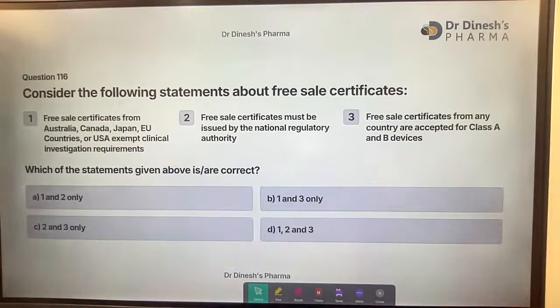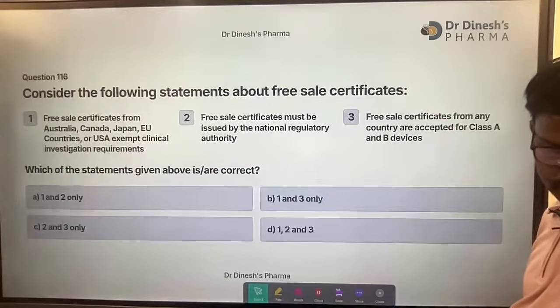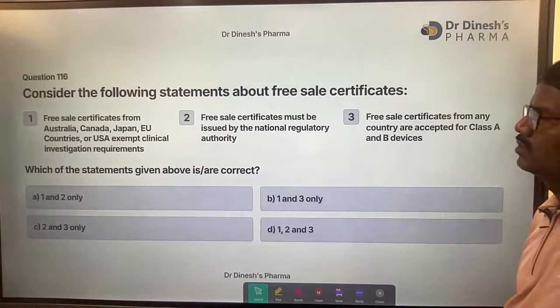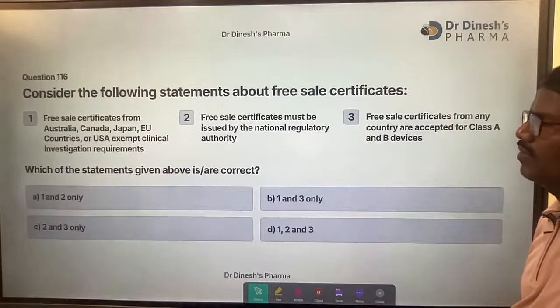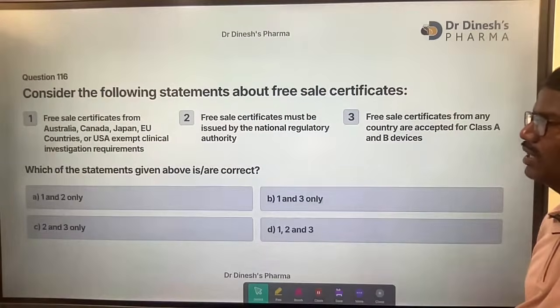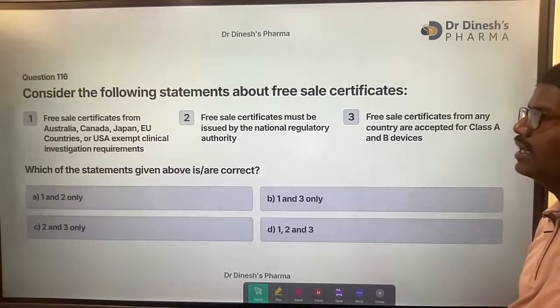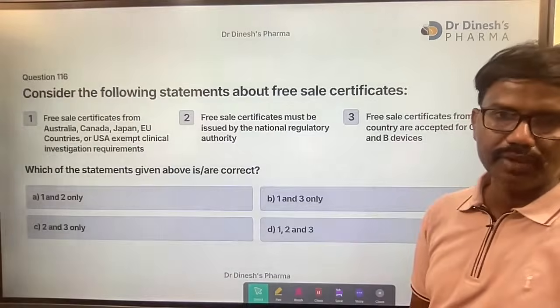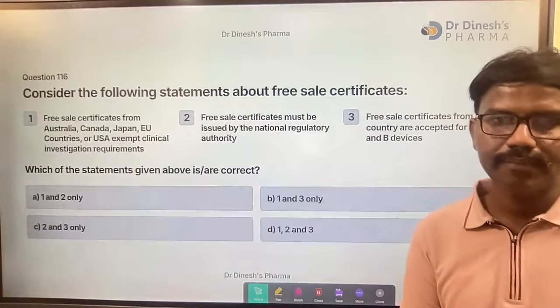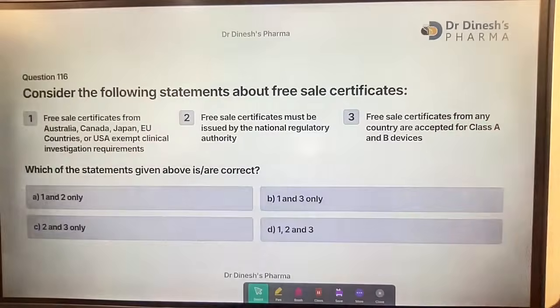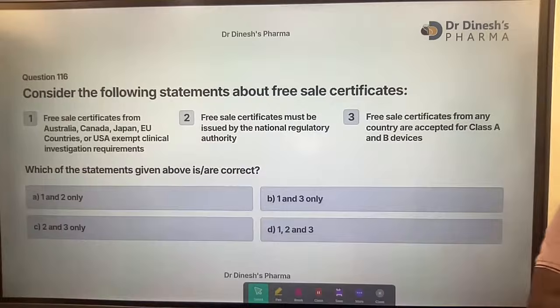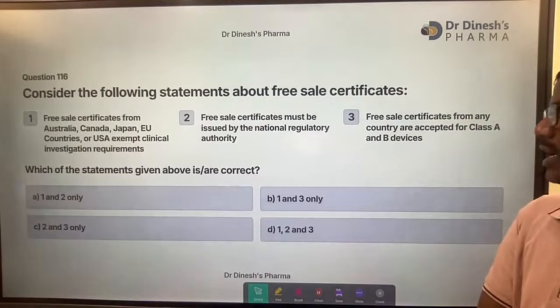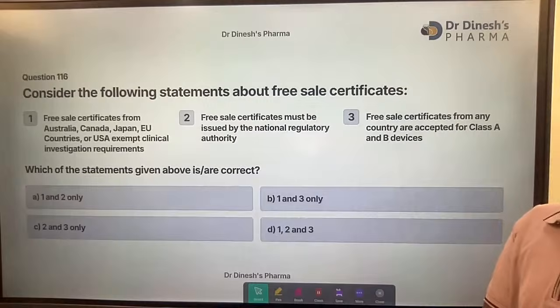Next, consider the following statements about the free sale certificate. One, a free sale certificate from Australia, Canada, Japan, EU countries or USA exempts clinical investigation requirements. Two, a free sale certificate must be issued by the national regulatory authority. Three, a free sale certificate from any country is accepted for class A and B devices. Options: 1 and 2 only correct, 1 and 3 correct, 2 and 3 correct, 1, 2 and 3 correct. Answer?